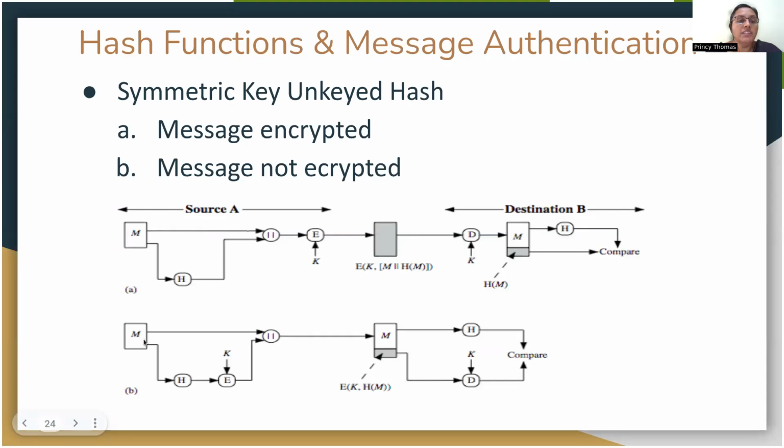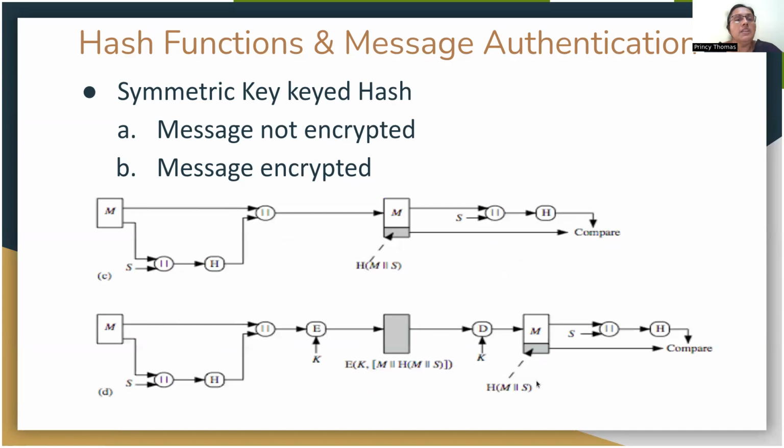sent. So here the message is given as input to the hash function to find the hash, and after finding the hash, the secret key is used to encrypt the hash, but the message is sent without encryption. And then at the receiving end, the hash is decrypted, and then the hash is recalculated and checked whether they are the same.